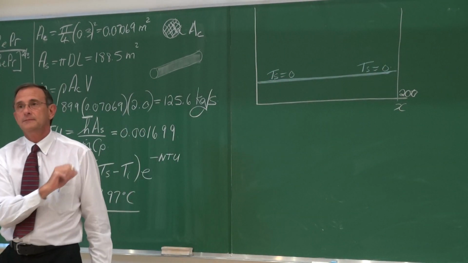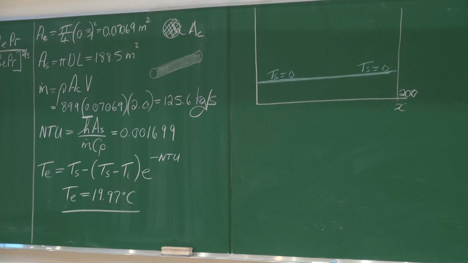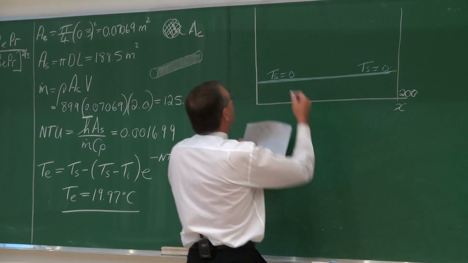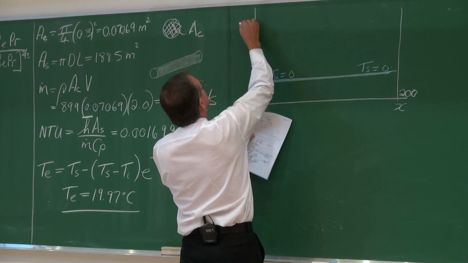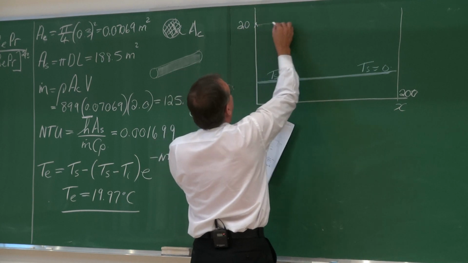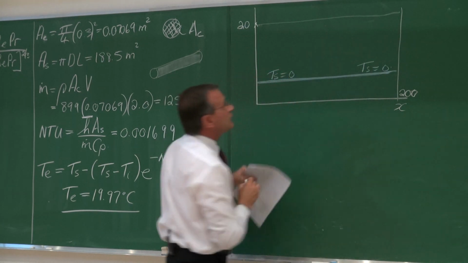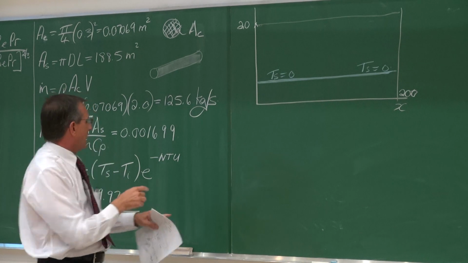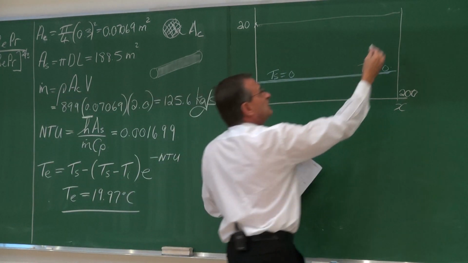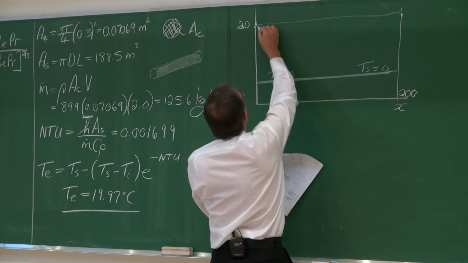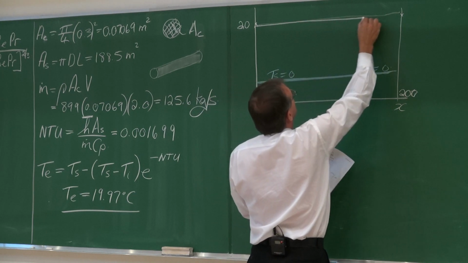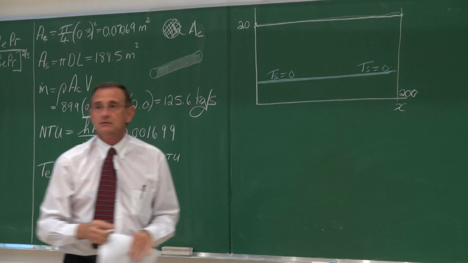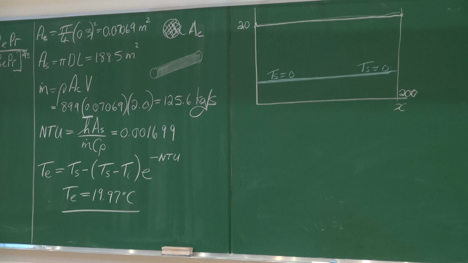Can you see the color? Fine. Okay. And the water temperature would enter at 20 degrees. Okay, so that would be 20 degrees. And the outlet temperature is just going to be 19.97. So the water temperature is just going to do something like that. Almost not going to change.